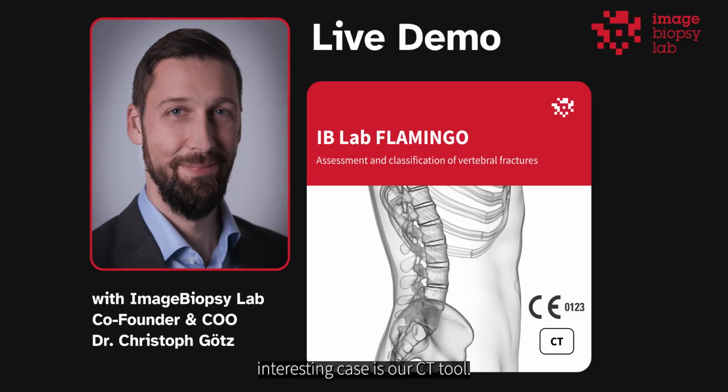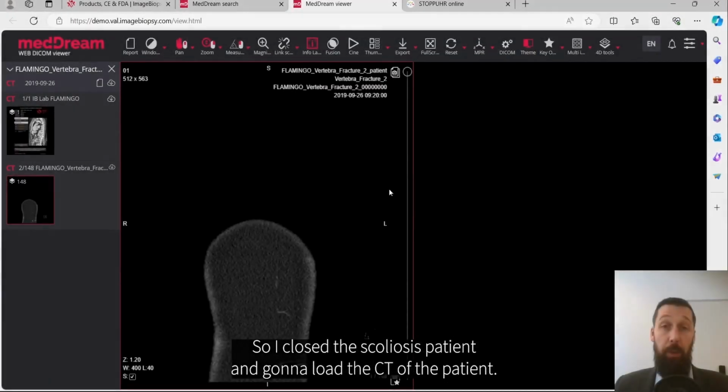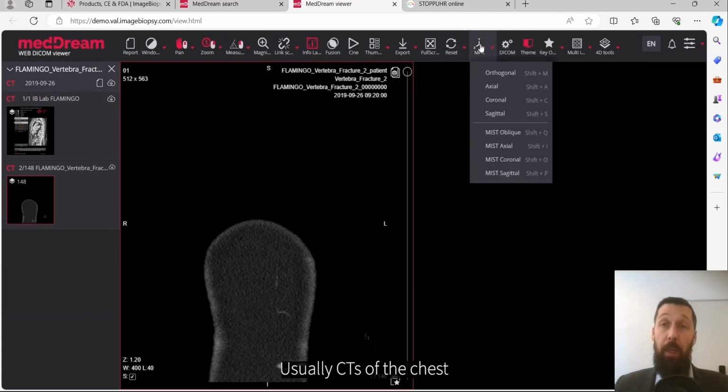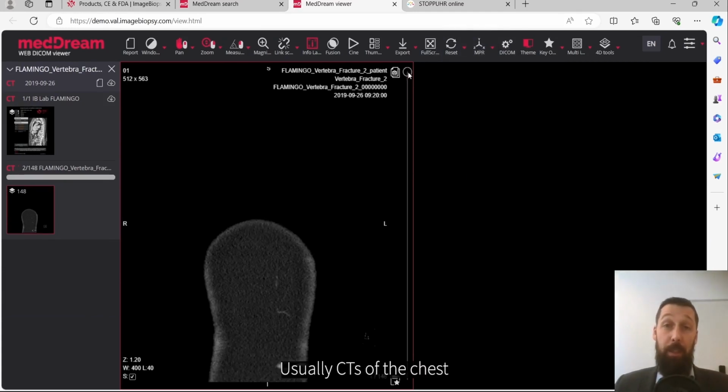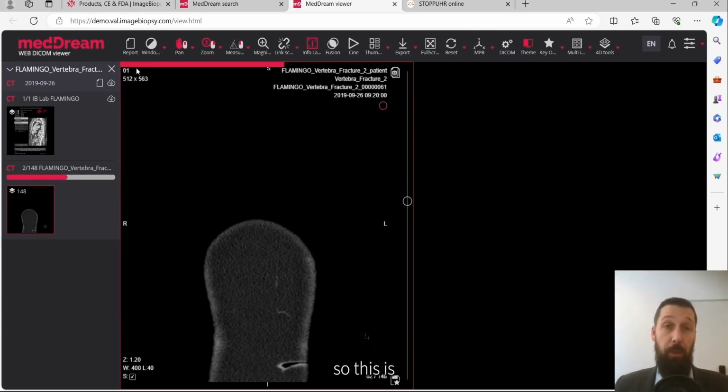Another interesting case is also our CT tool. So I close the scoliosis patient and I'm gonna load the CT of the patient. Usually CTs of the chest are viewed in the axial direction, which is now starting to load. So this is just buffering the images and the proper view.